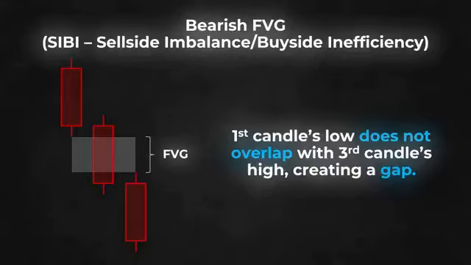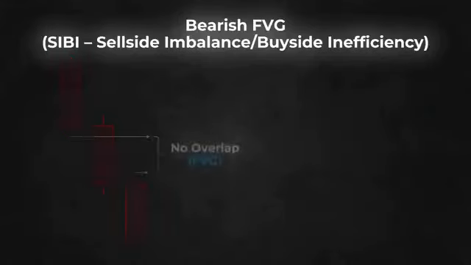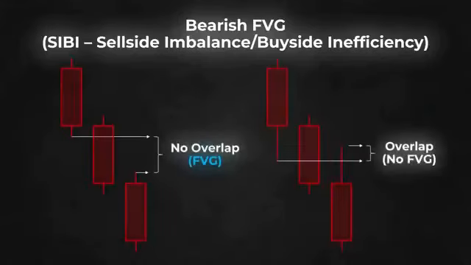Let's make a quick comparison between 3-candle patterns where we can find a fair value gap and one where we cannot. On the left, we can see that there is no overlap between the lower shadow of the first candle and the upper shadow of the third candle, therefore creating a fair value gap. On the right, we can see that the lower shadow of the first candle overlaps with the upper shadow of the third candle. In this case, there is no fair value gap.